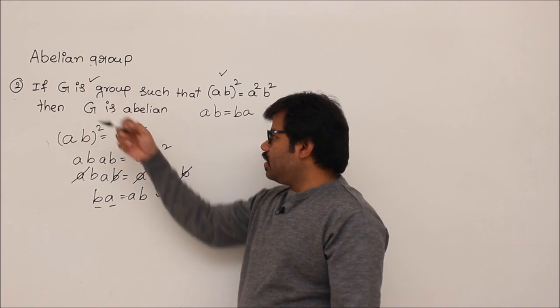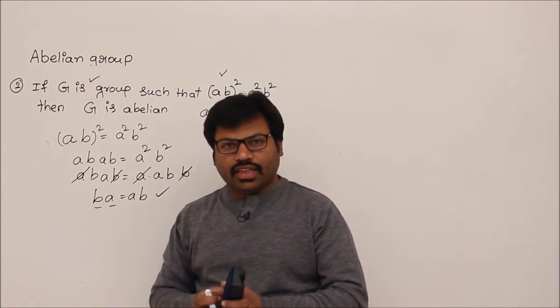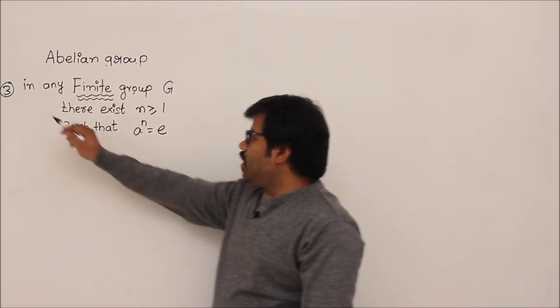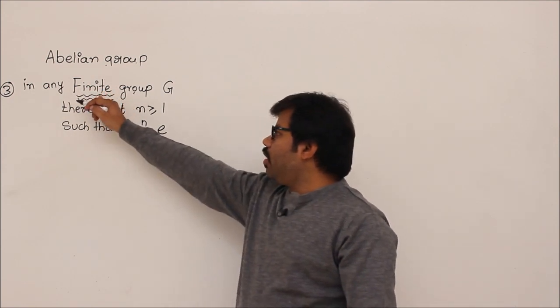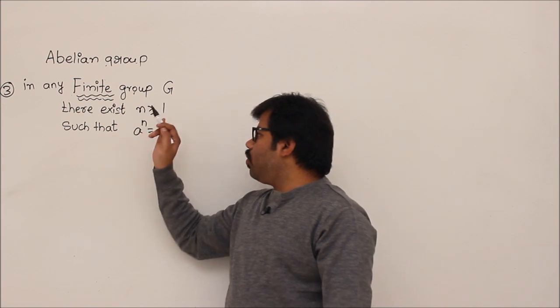So finally we realize that in a group, whenever (AB) whole square equals A square B square, definitely that is an abelian group, right? So this is the second statement. Now we'll see statement 3. In any finite group, remember, finite group G, there exists n greater than or equal to 1 such that A power n equals E.